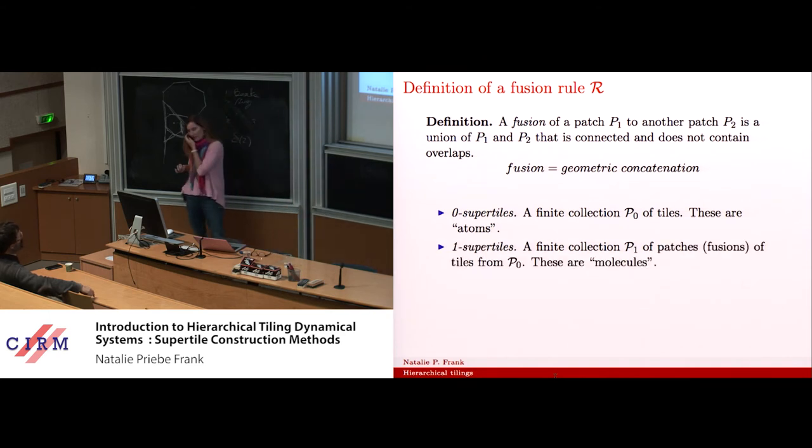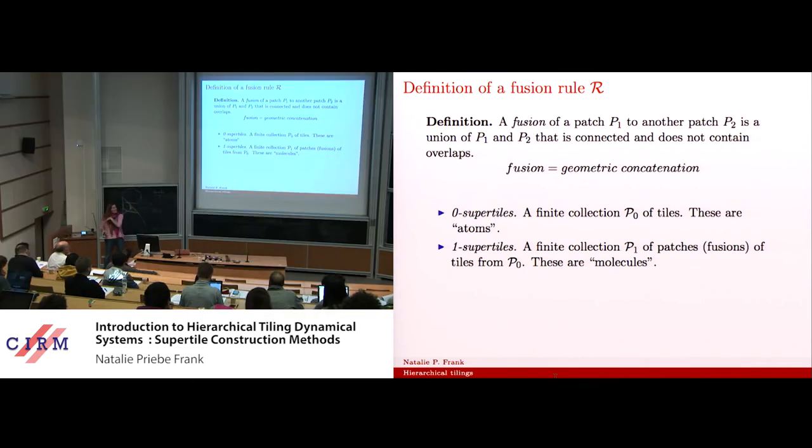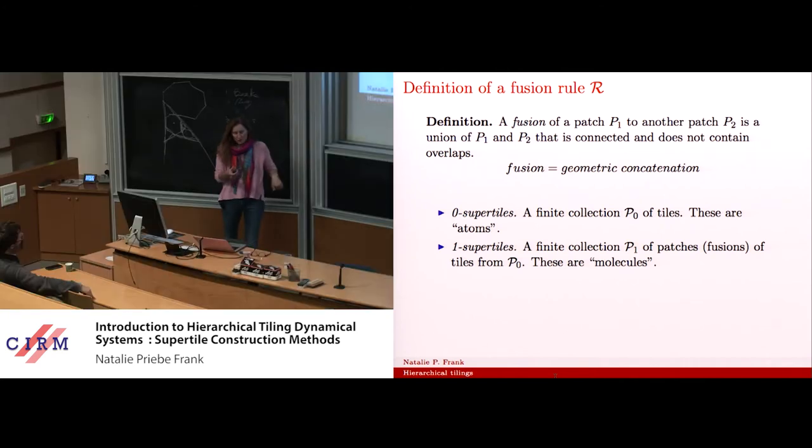So the one supertiles you could think of as molecules in this analogy, and they're just any finite collection of patches of prototiles. So fusions of individual tiles. All right, so there are no rules on how many elements of P1 there are. There might be more or less than however many there were in P0. It doesn't matter. The only rule is they have to be fusions of zero supertiles. That's all.